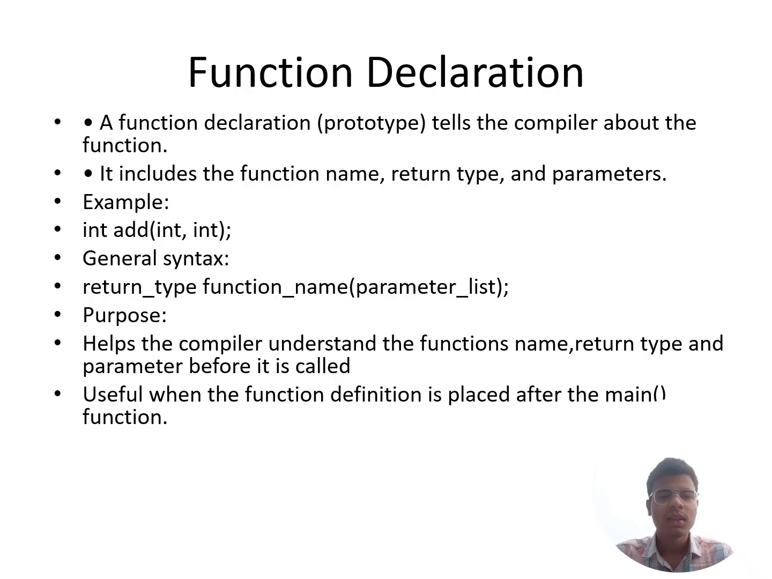And the syntax of the function declaration is return type, function name, and parameters list. It helps the compiler understand the function name, return type, and parameters before it is called. And it is useful when the function definition is placed after the main function. And here is the complete example of the function declaration.